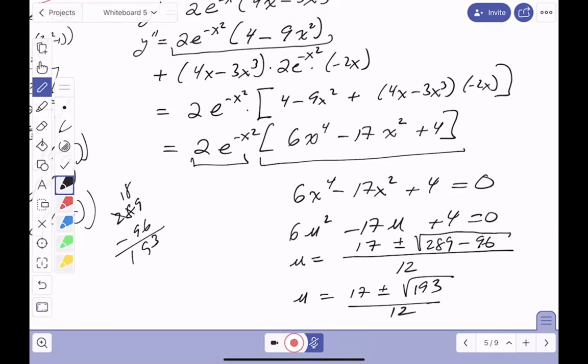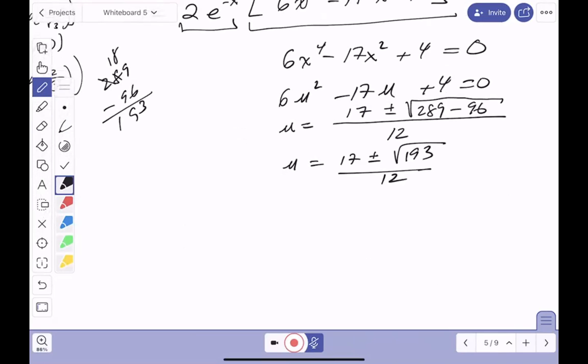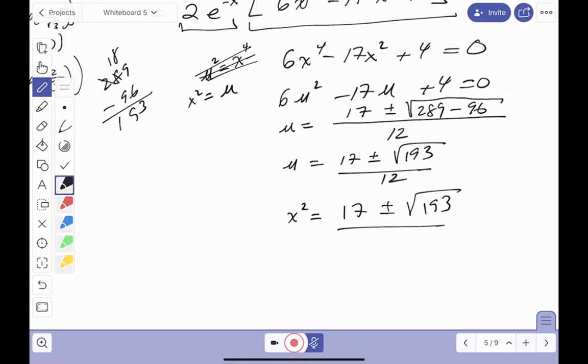Wow, that's a nightmare. Now, of course, this is what you do with the u squared is actually equal to x to the fourth, right? Or x squared would be u. You get the idea? I hope you get the idea. So what do you have here? x squared is equal to 17 plus or minus root 193 over 12.